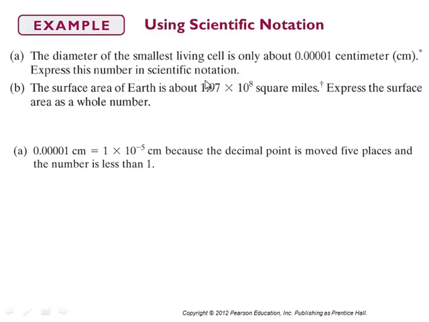And if you were given this number right here, that the whole surface area of the Earth is about 1.97 times 10 to the 8 square miles, then you just take that decimal point right here and then count 8 units to the right. And you end up with 197 million square miles.